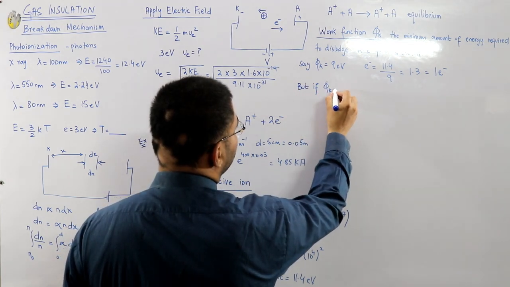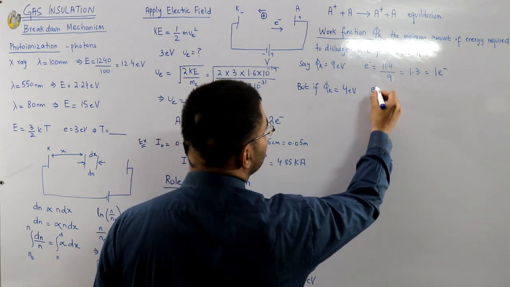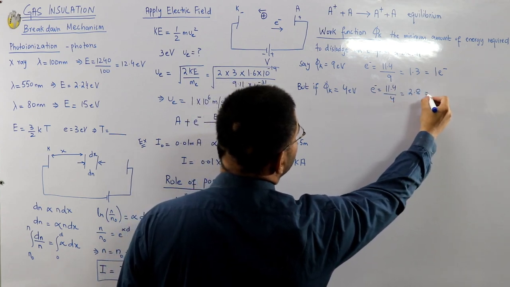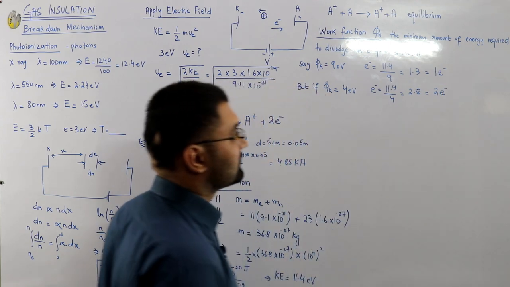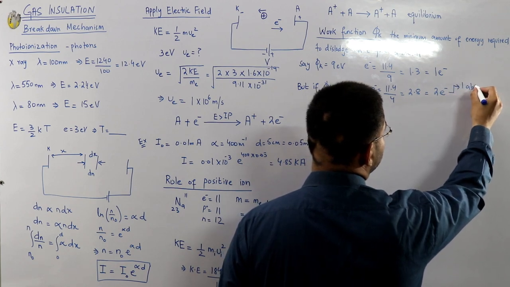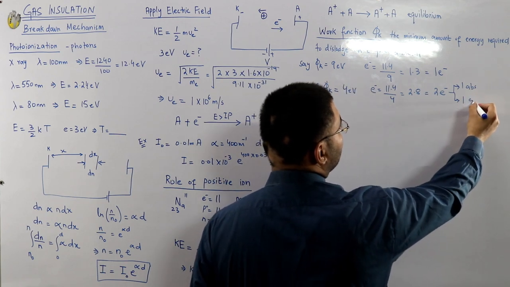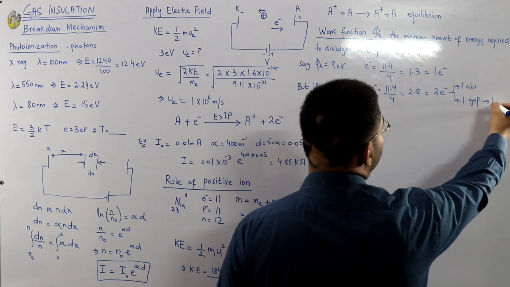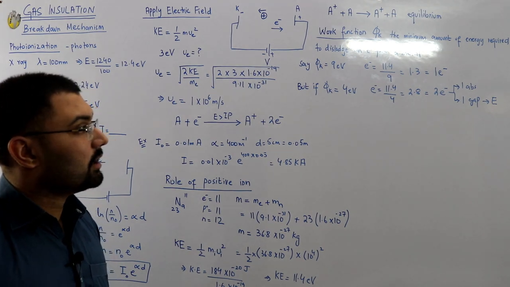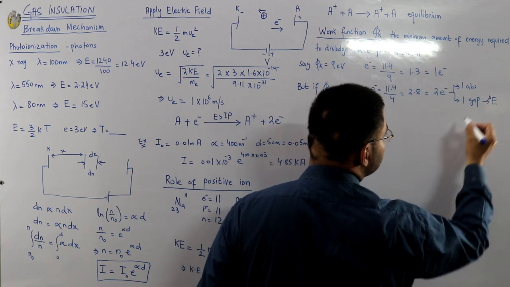But if the work function is 4 electron volts, the number of electrons would be 11.4 upon 4, which is about 2.8, which means you've got 2 electrons. Out of this, one would be absorbed, but one would be available for conduction in the gap, and this would take the difference of energy. I would take it as delta E.